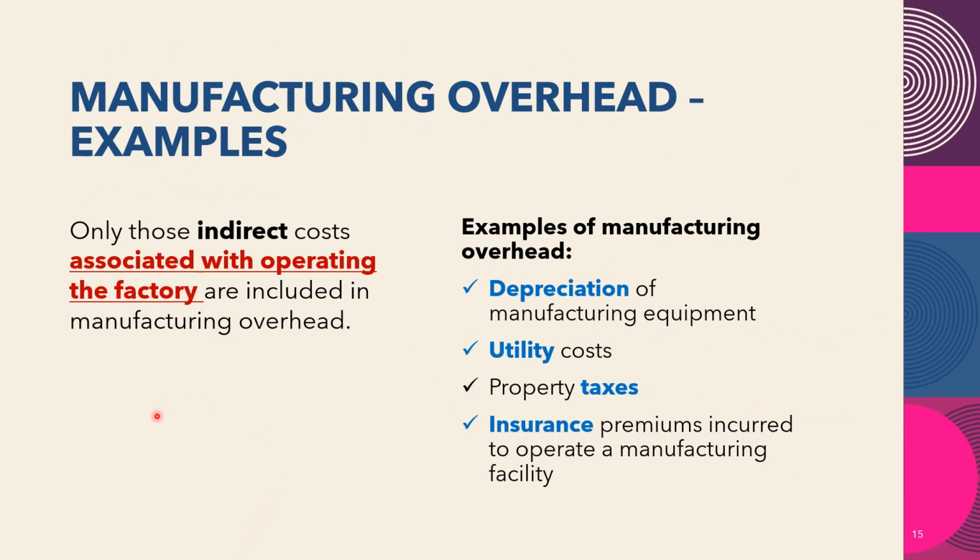For the examples of manufacturing overhead, only those indirect costs associated with operating the factory are included in manufacturing overhead. Examples of manufacturing overhead include depreciation of manufacturing equipment, utility costs, property taxes, and insurance premiums incurred to operate a manufacturing facility.